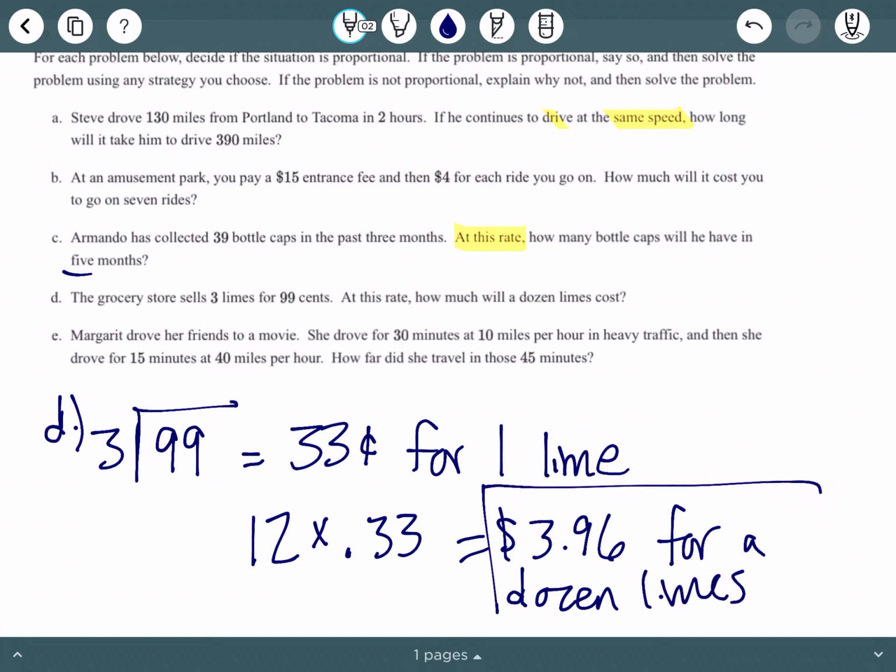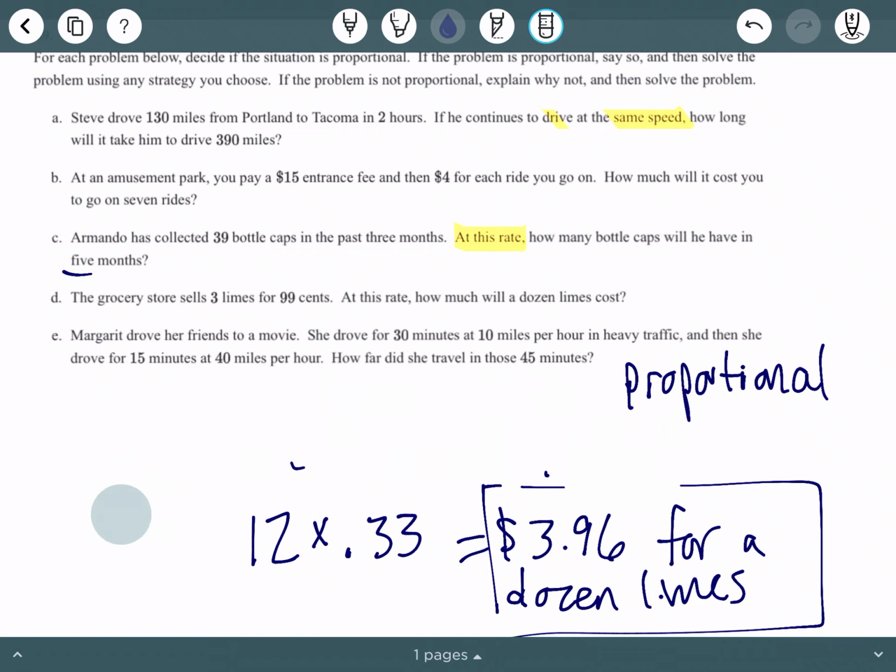And I am realizing that I forgot to answer the question whether or not it was proportional. And this would be proportional. And why? Well, because every lime costs 33 cents, and it goes up by 33 cents each time. So it's going up by a constant rate.